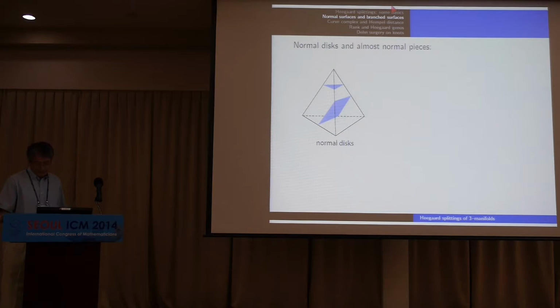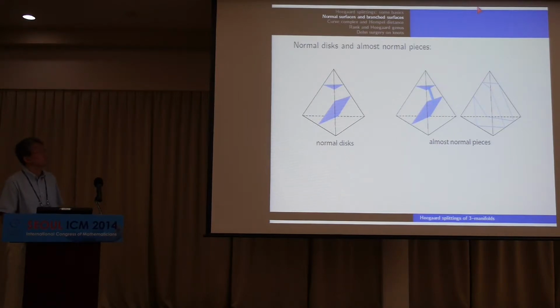A slight generalization of normal discs is what's called an almost normal piece. There are two types of almost normal pieces. The first type is simply you take a pair of normal discs and connect them using a tube. Basically, you remove a disc from this triangle and from another normal piece, and then add an annulus, so you end up with an embedded annulus in this tetrahedron. I want this tube to be unknotted. So this is the first type of almost normal piece. The second type is the octagon. This curve is a single closed curve on the boundary of the tetrahedron, and it bounds a disk inside. So this disk is also an almost normal piece.